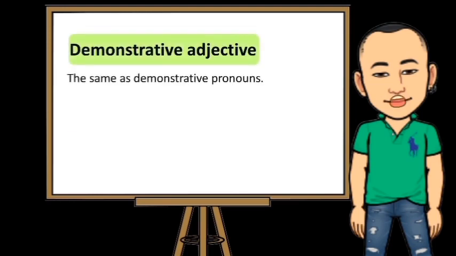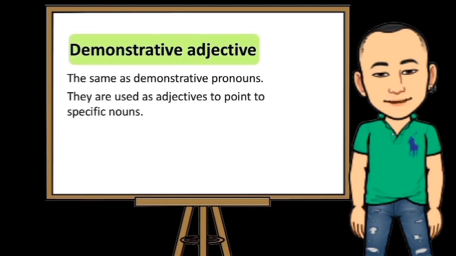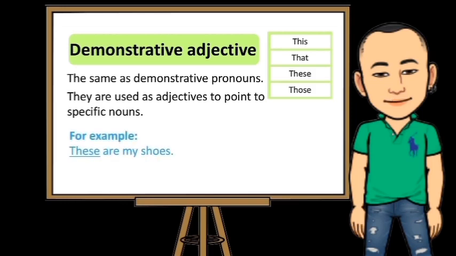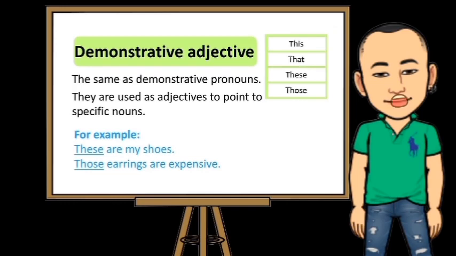Demonstrative adjective. This is the same as demonstrative pronouns. They are used as adjectives to point to specific nouns. This includes this, that, these, those. For example, these are my shoes. Those earrings are expensive.